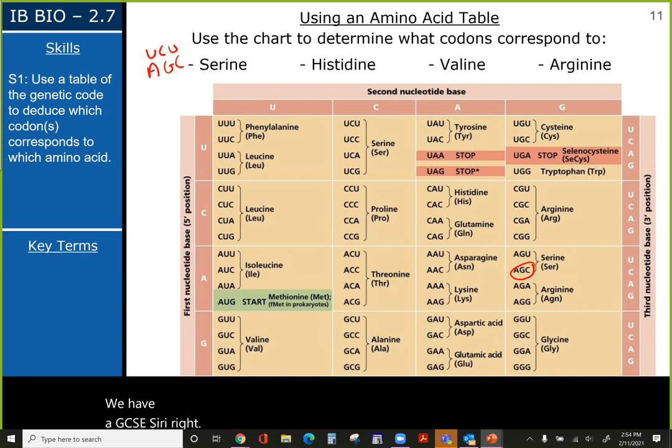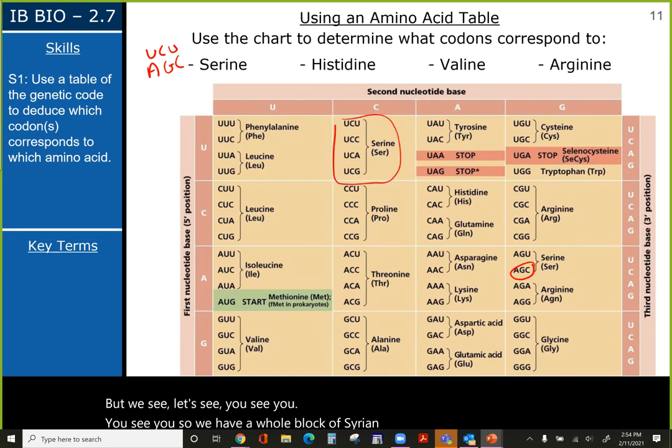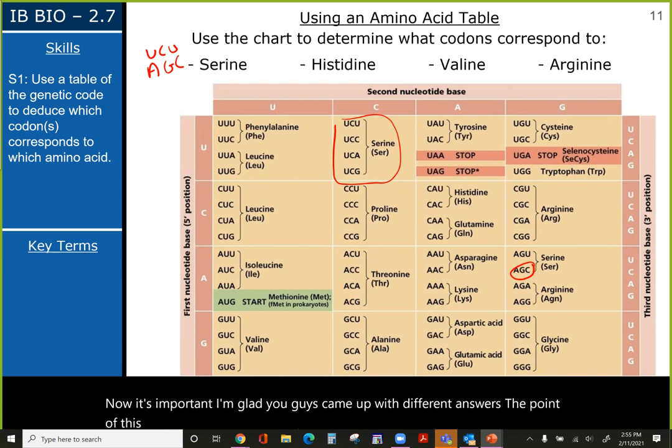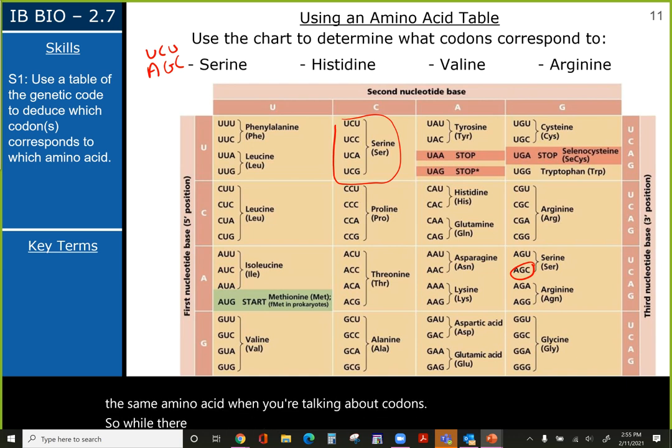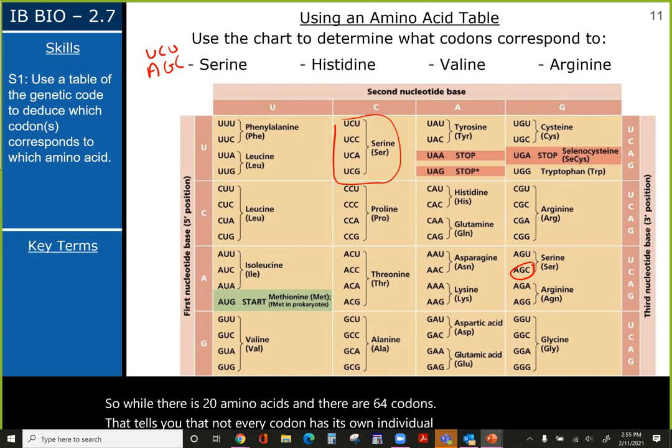But we see, let's see, UCU. UCU. So we have a whole block of serine over here, right? Now that's important. I'm glad you guys came up with different answers. The point of this exercise is to show you that there are lots of different ways to spell the same amino acid when you're talking about codons. So while there's 20 amino acids and there's 64 codons, that tells you that not every codon has its own individual amino acid. You have replicates.